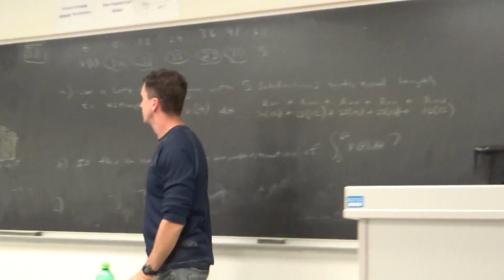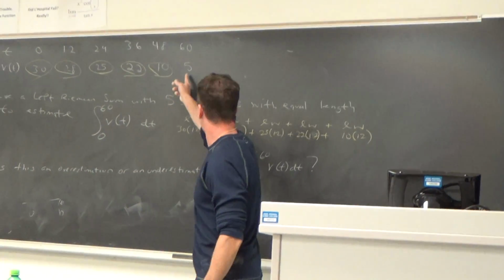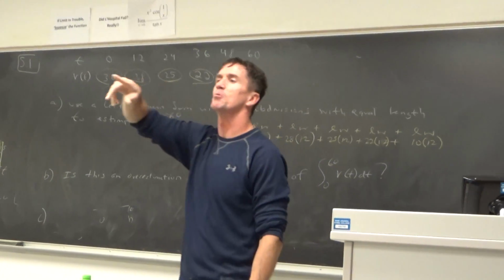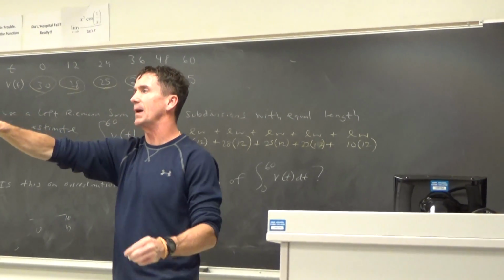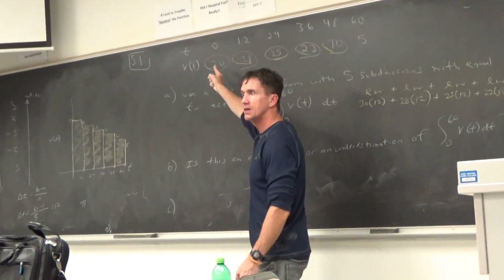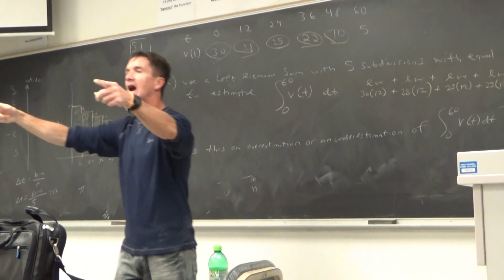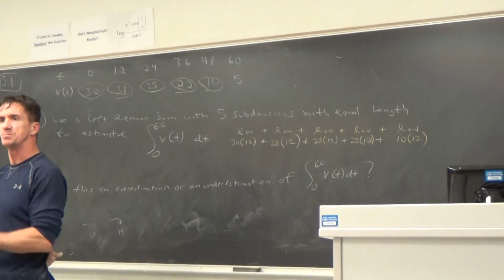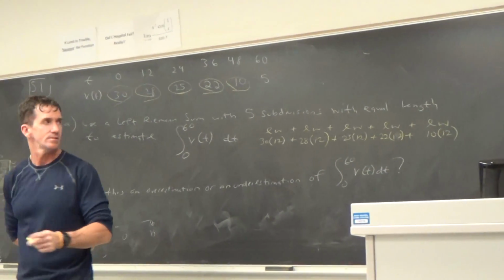That's an overestimate. Everyone, did I ever use this 5? But if I used a right Riemann sum, I would have. Do you agree? Now think about it. If I did a right Riemann sum, I would have used a 5, but I wouldn't have used the 30. You got it. That's what I mean. People do this without even drawing pictures on tests. Just be careful.